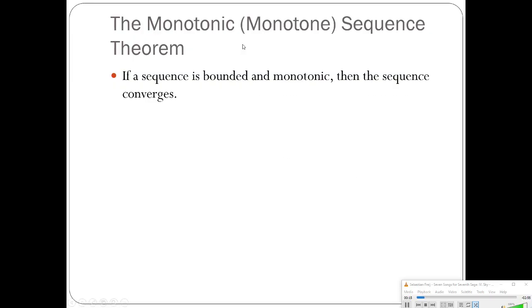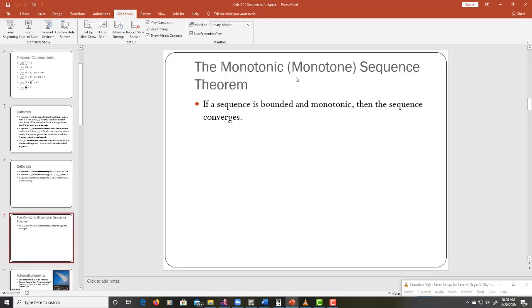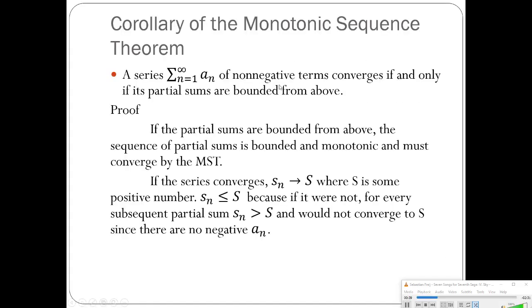the monotonic sequence theorem. If a sequence is bounded and monotonic, then the sequence converges. Bounded and monotonic just means it's bounded above and below. We already know it's bounded above because that's given in the statement. Also, it's bounded from below because they're non-negative, so it's bounded by 0. So just by that, the sequence of partial sums has to converge by the monotonic sequence theorem.